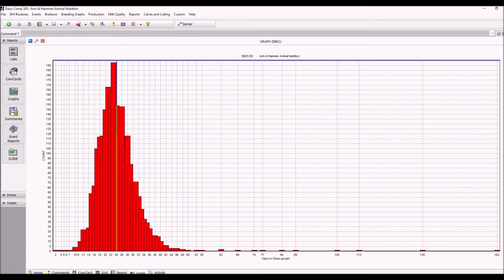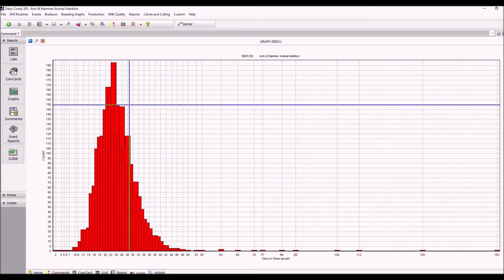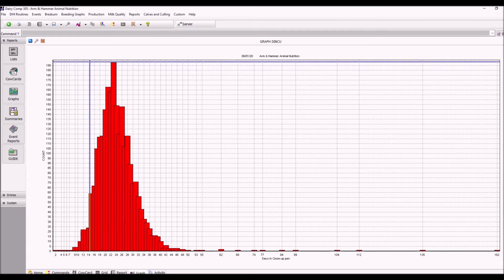Animals on the right, those could be mistakes, data entry or something else going on. But the cows that I tend to look at are the ones on the left. Those are animals that did not spend enough time in the closeout pen. Just as an example, if I look at animals that spend less than 14 days in the closeout pens, these will be animals that more than likely will have issues at calving, just because they did not spend enough time in the close-up ration.